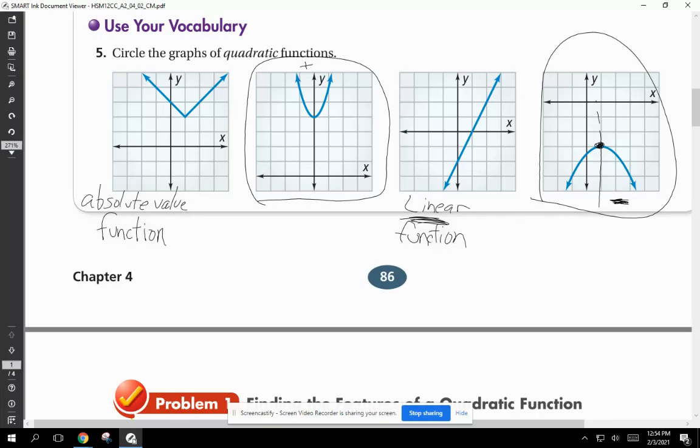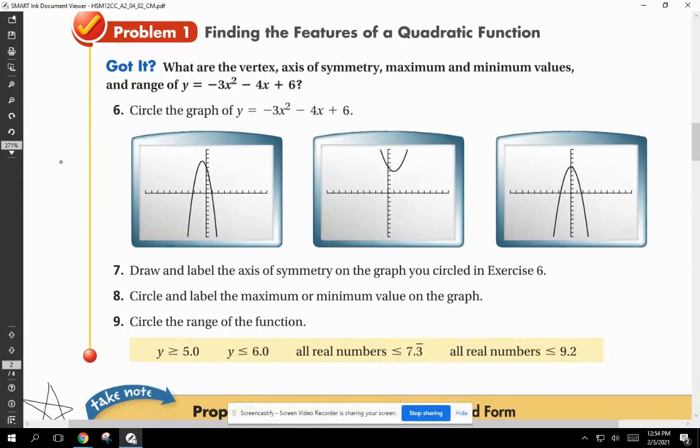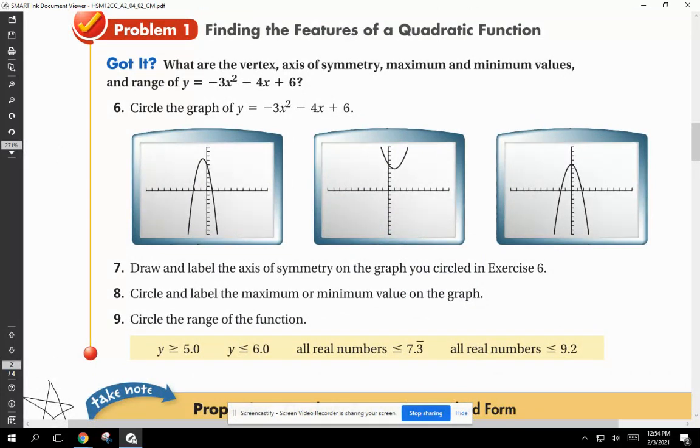Any questions? Okay, we're going to do problem number 1 and maybe number 2, but not 3 and 4 probably, because it's turn the page, your notes. What are the vertex, the AOS, the maximum and minimum values of this graph? So right away, we see it's negative 3. Is this graph going to be positive or negative? Negative. So this one is not correct. Circle the graph that is negative 3x squared minus 4x plus 6.